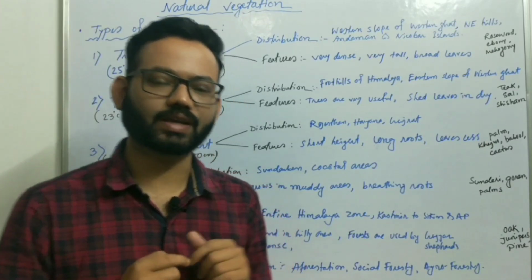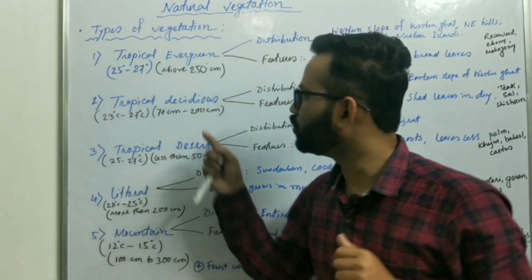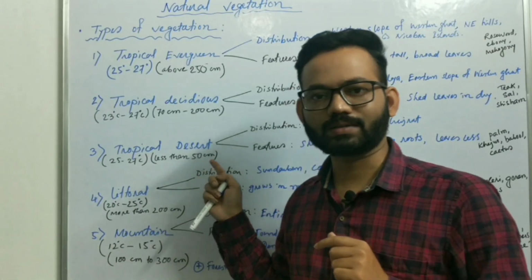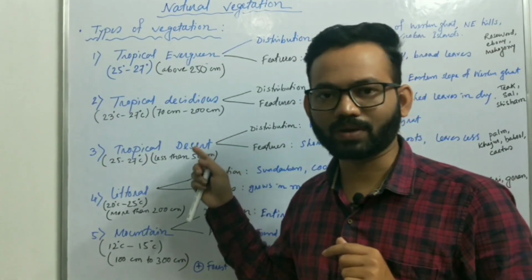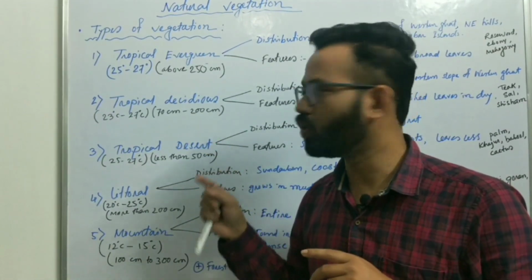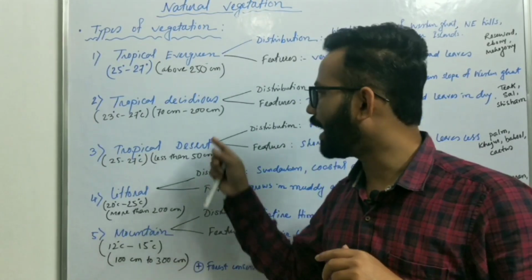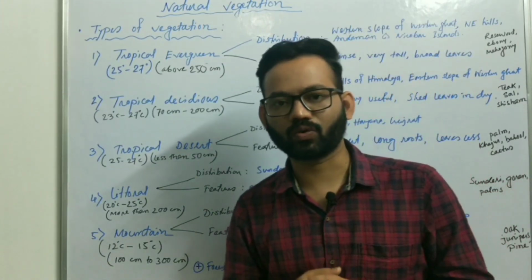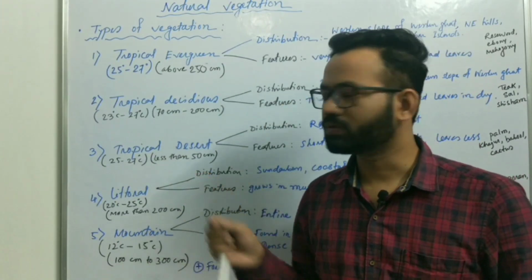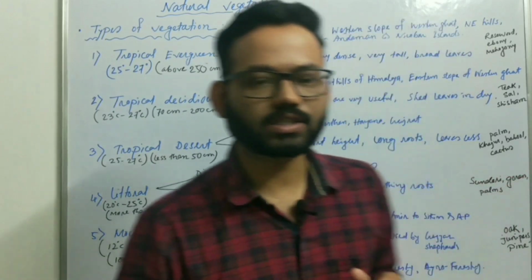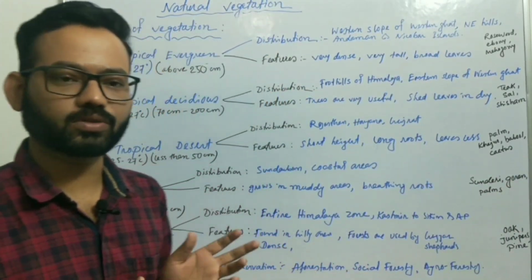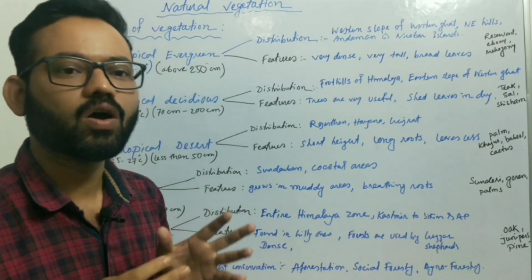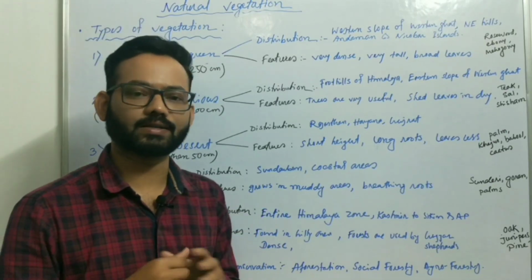Let's discuss the second type. Number two, the tropical deciduous forest. We find this type of forest in areas where the temperature is between 23 to 27 degrees Celsius, and the annual rainfall is between 70 centimeters and 200 centimeters. In that area, we find the tropical deciduous forest. Let's discuss the distribution or areas of this forest, the characteristics or features of this type of trees, and some species of tropical deciduous forest.